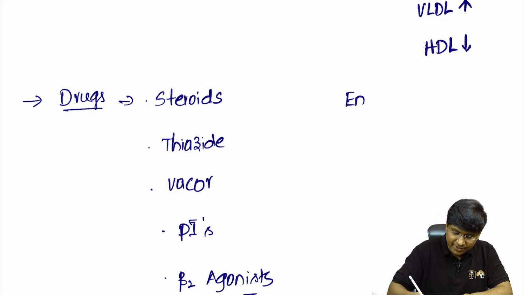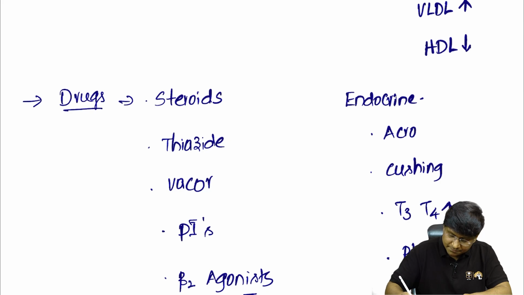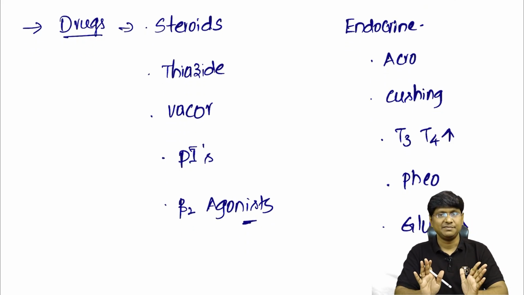And there are certain endocrine disorders that will be causing hyperglycemia, and these endocrine disorders causing hyperglycemia include acromegaly, then Cushing syndrome, then thyrotoxicosis, then pheochromocytoma, then glucagonoma. So these are the etiologies that will be causing hyperglycemia.